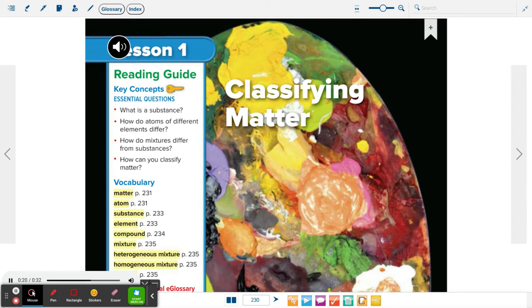Vocabulary. Matter. Atom. Substance. Element. Compound. Mixture. Heterogeneous mixture. Homogeneous mixture. Dissolve.